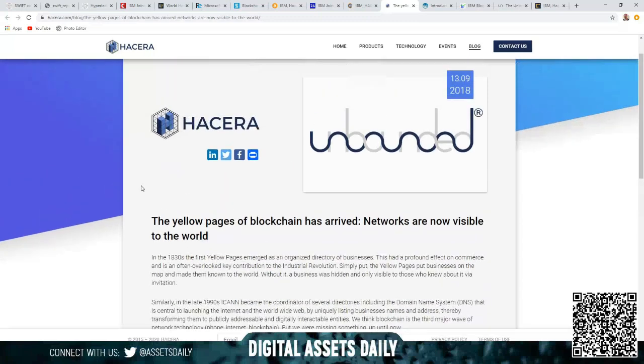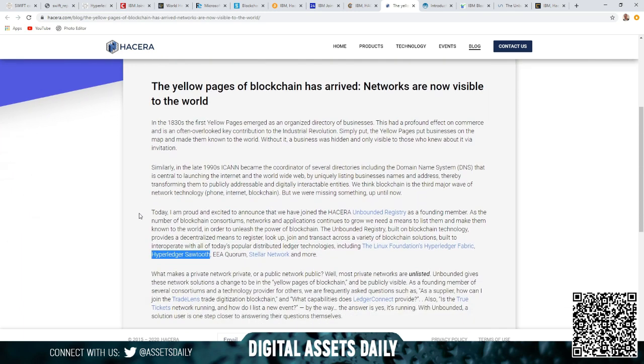And here they have directly off Hedera.com, directly from their website. Today I am proud and excited to announce that we have joined the Hedera Unbounded Registry as a founding member. As the number of blockchain consortiums, networks, and applications continue to grow, we need a means to list them and make them known to the world.